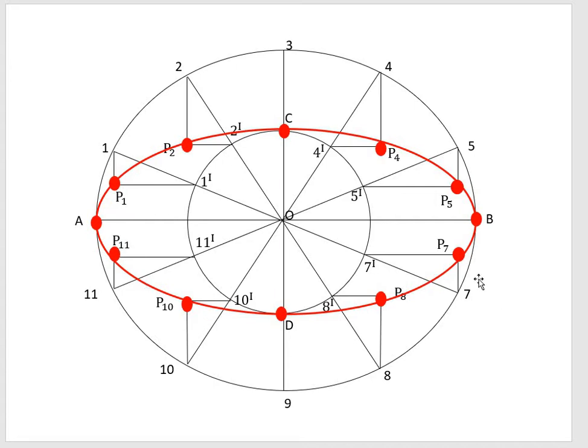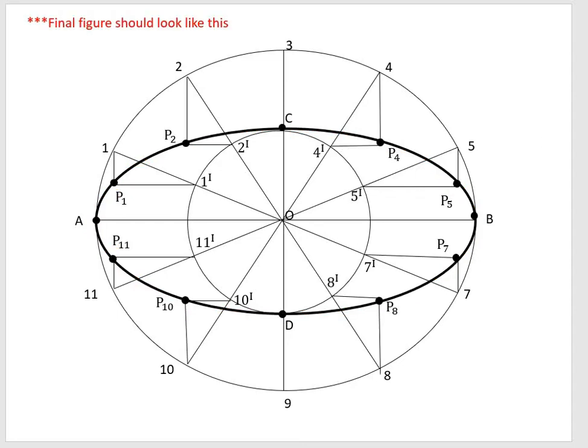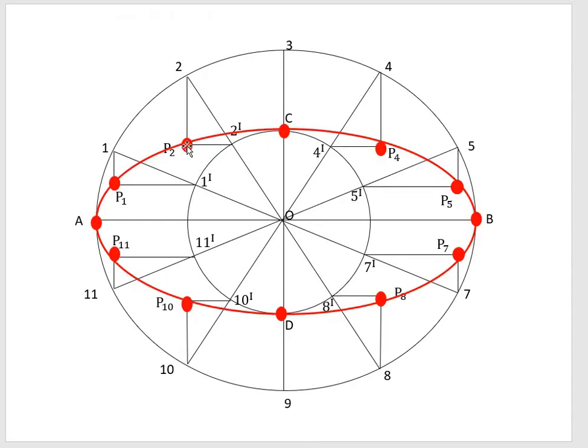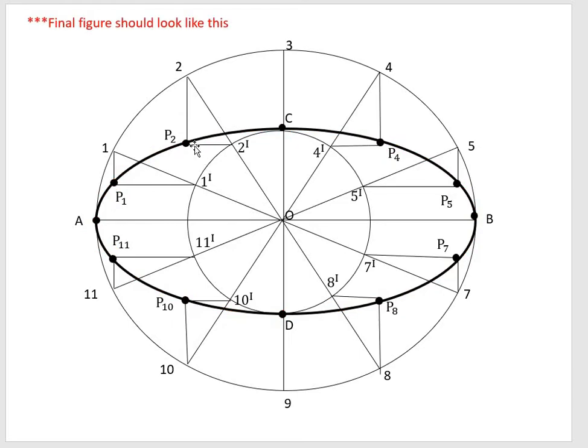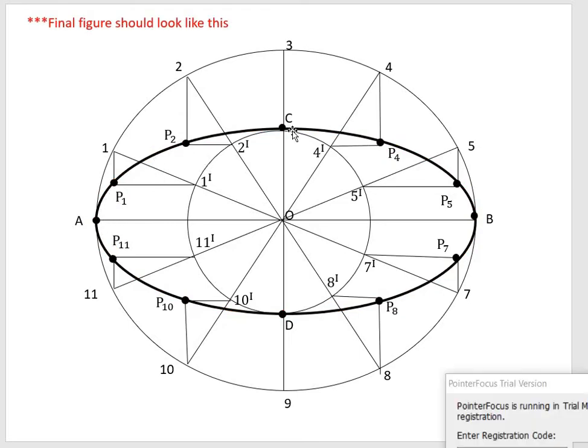Since in the chart paper you should not use any other color, it should look something like this. And remember, this red color dot should not be so large. It should be just enough that it is understandable that there is a dot, but it should not be a very large dot. So you see here A, P1, P2, C, P4, P5, B, P7, P8, D, P10, P11, and A. I have joined all the points, and finally this is your final ellipse.